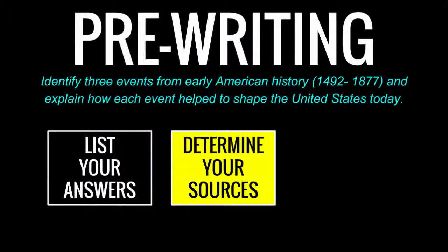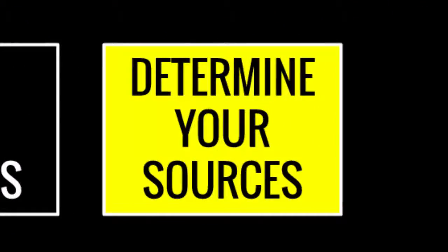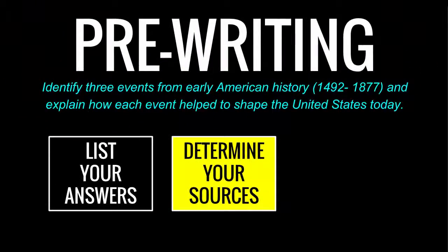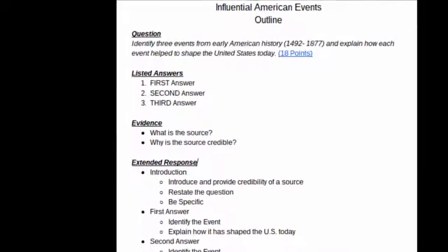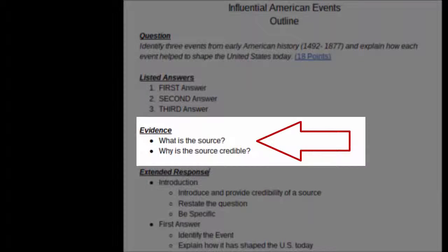The next step in the pre-writing process is to determine your sources. You need to include a source for each extended response you write. This should be a source that provided you with your answers. The second section of the outline contains questions to guide your evidence. This is where you would include your sources.